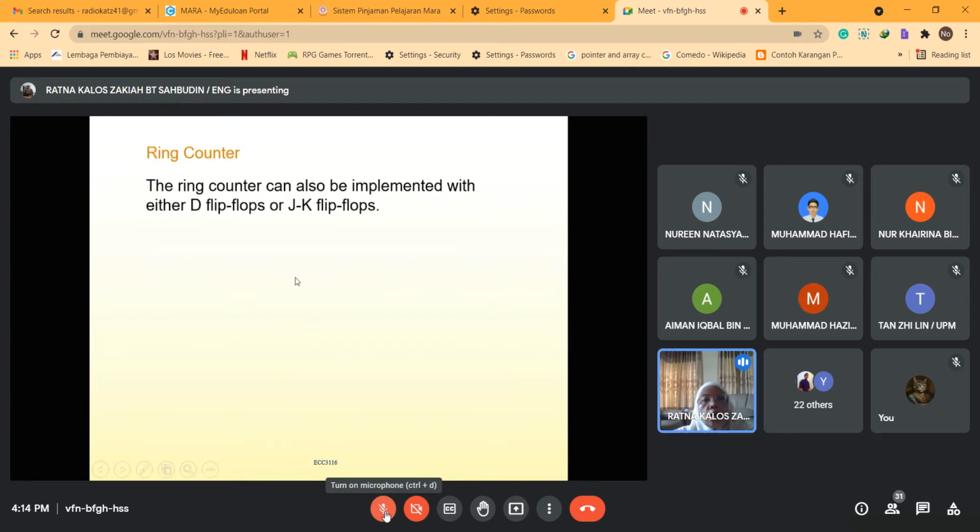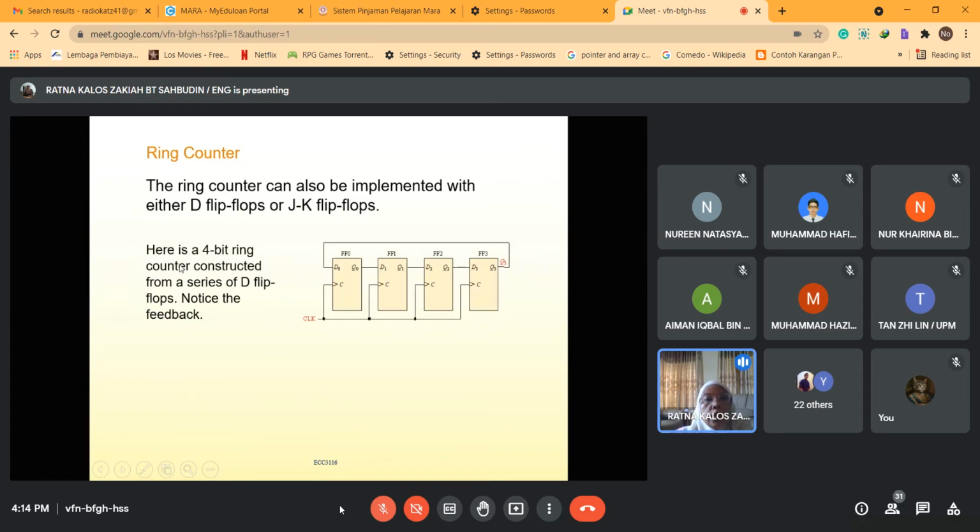Okay, now look at the ring counter. A ring counter can also be implemented with either D flip-flops or JK flip-flops. Now you can look at here. Here is a 4-bit ring counter constructed from a series of D flip-flops. Notice the feedback. Now you look at here, this is for 4 bits. You have 4 flip-flops, FF0, FF1, FF2, FF3. So Q3 is fed back into D0.